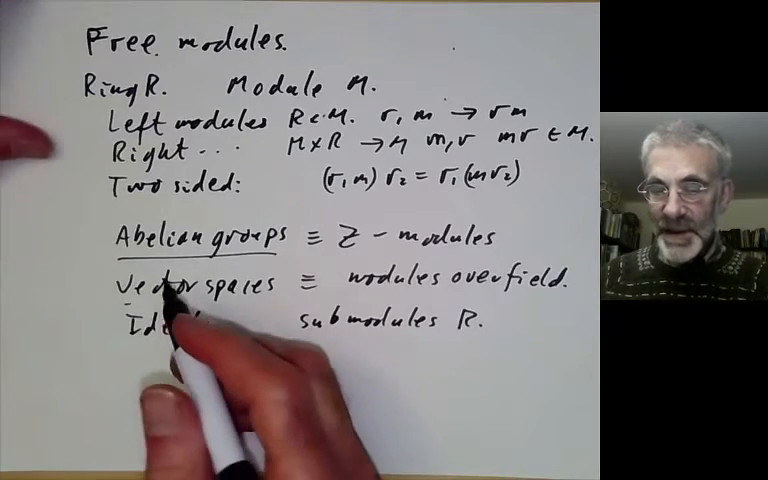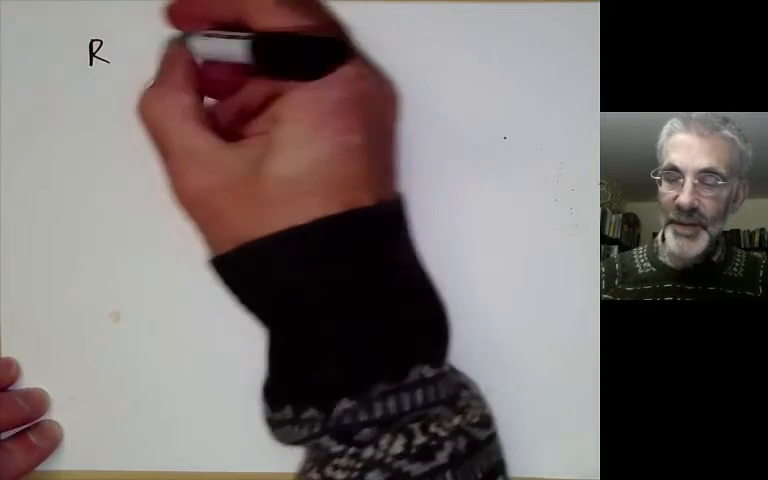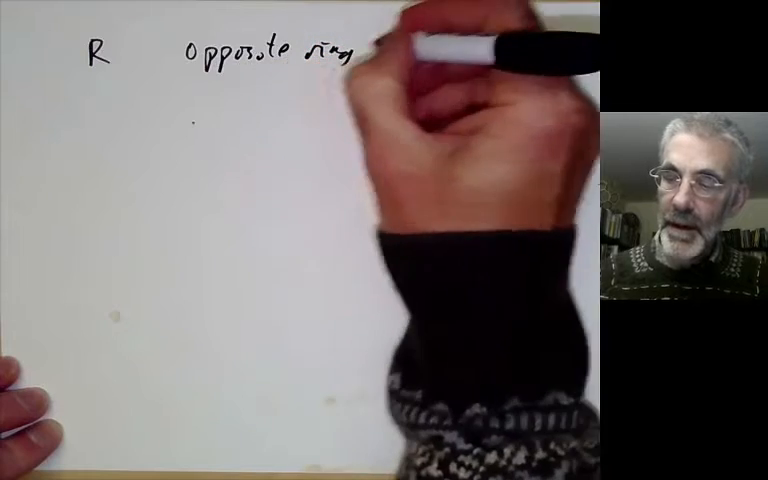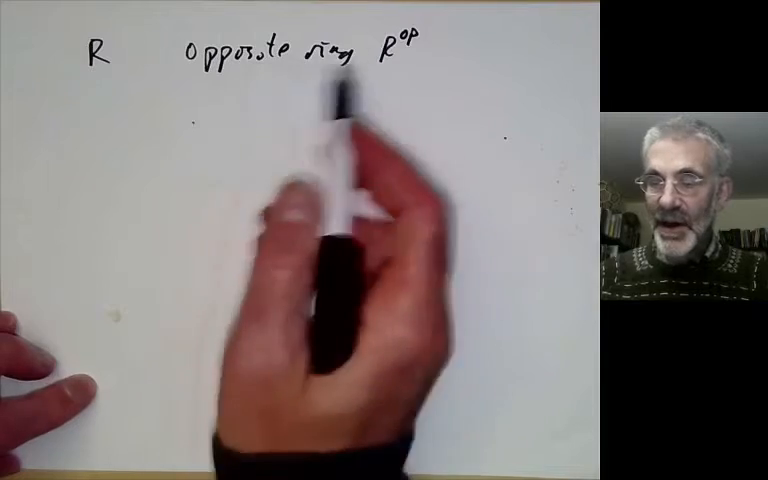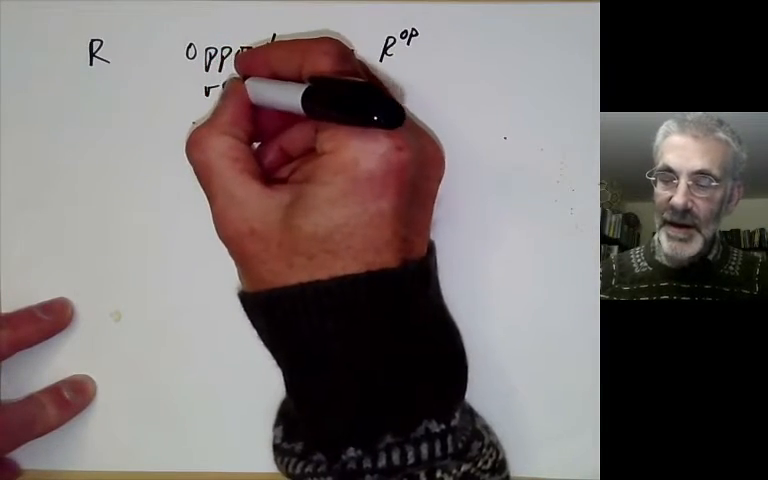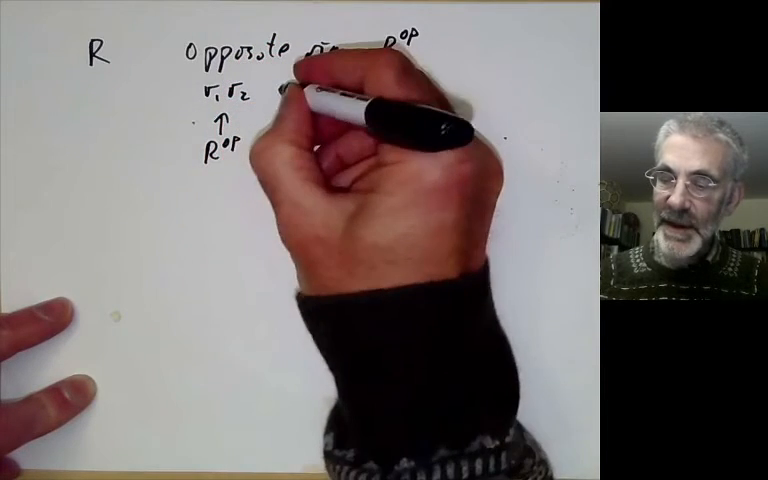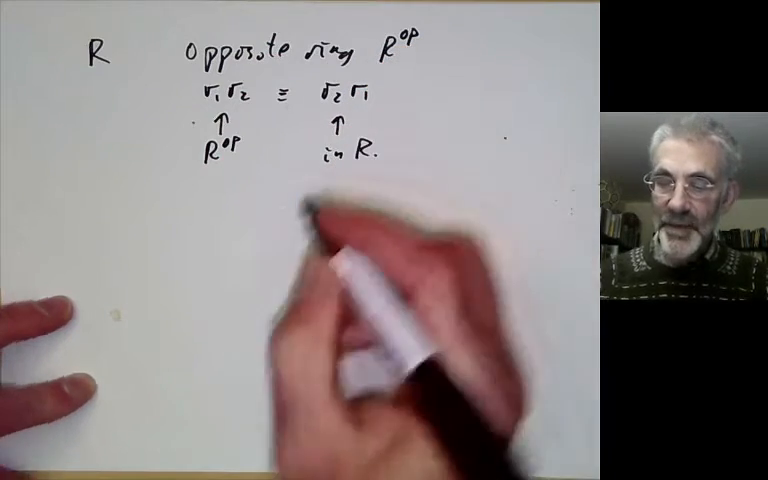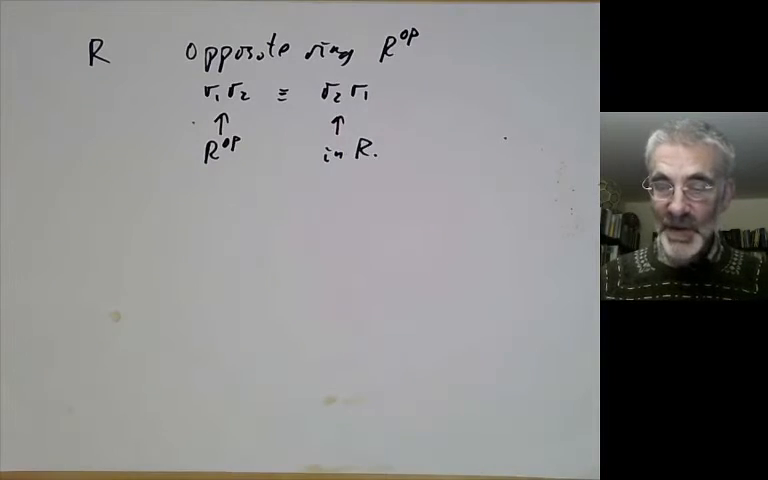There's also a way to switch between left and right modules. So if we have a ring R, we can define the opposite ring R op, which is the same as R except you reverse the multiplication. So you define the multiplication r1 times r2 in the opposite ring to be equal to r2 times r1 in the ring R. So for a commutative ring, the opposite ring is just the same as the ring R.